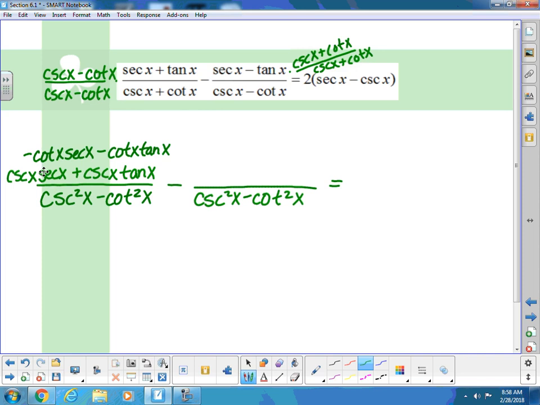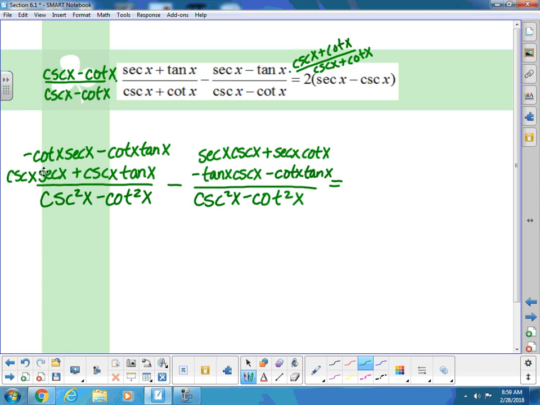I'm going to do the same thing in this second fraction. Secant, cosecant are my first term. My outside terms are secant and cotangent. My inside terms are negative tangent, cosecant, and my last terms are negative cotangent and tangent.